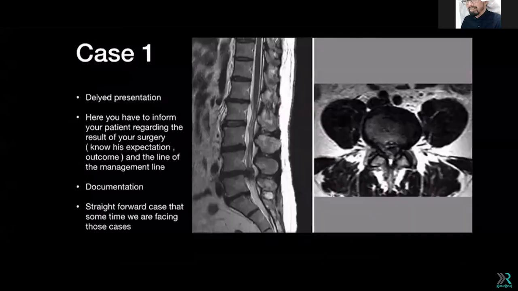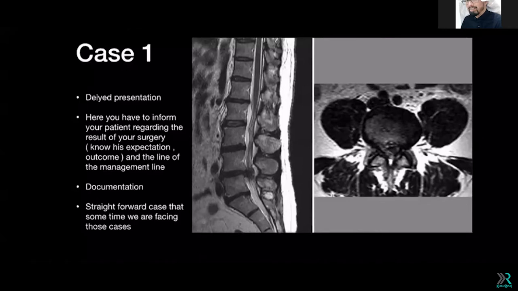So this means a delayed presentation. For this case, the important thing we have to discuss with the patient is the outcome of the surgery and explain what is expected from it, and then you have to explain the line of management for this problem. So documentation is important in this scenario.